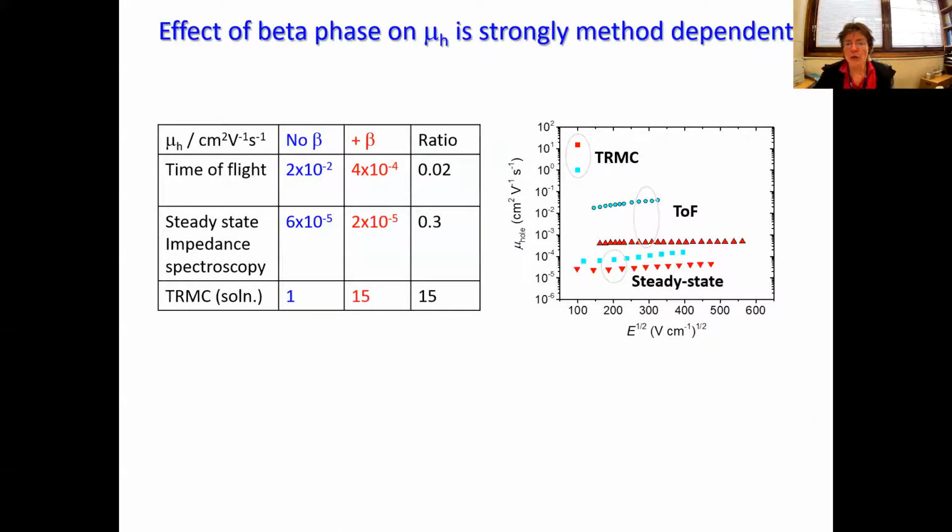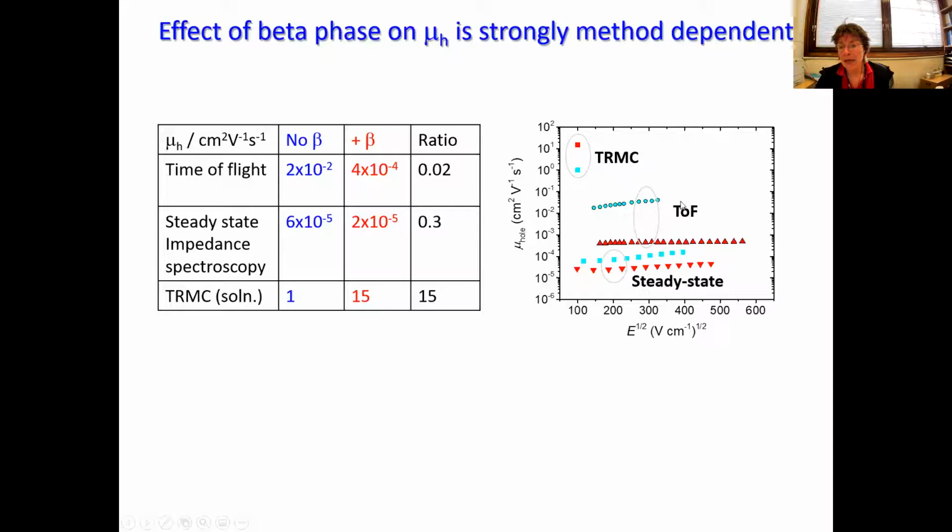We also looked at the impact using different measurements, and we find that in a steady state measurement, actually using impedance spectroscopy, the beta phase, shown in red, reduces the hole mobility, but not so much, by about half an order of magnitude. But if you were to look at the intra-chain transport using a technique like time-resolved microwave conductivity, introducing beta phase actually increases rather than decreases mobility. So clearly the effect is method dependent.